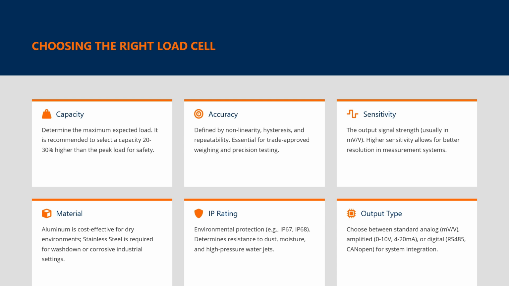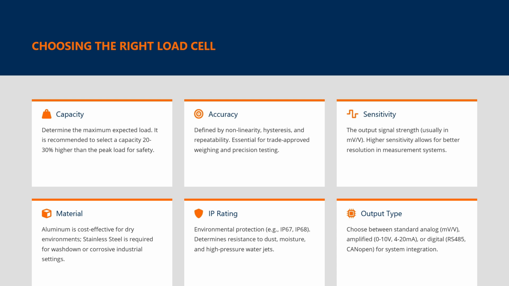Another important parameter is sensitivity, usually expressed in millivolts per volt, mV/V. Higher sensitivity allows better signal resolution. Material selection is also important. Aluminum load cells are cost-effective and suitable for dry environments, while stainless steel load cells are used in harsh industrial environments where corrosion resistance is required. Environmental protection is defined by the IP rating, such as IP67 or IP68, which indicates resistance to dust and water.